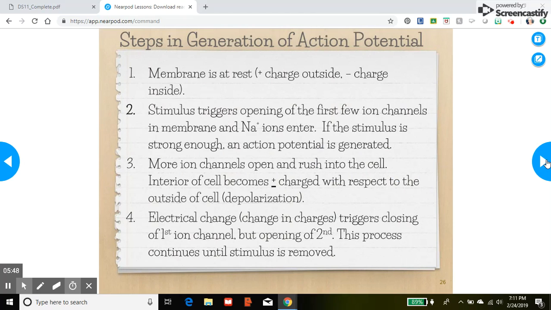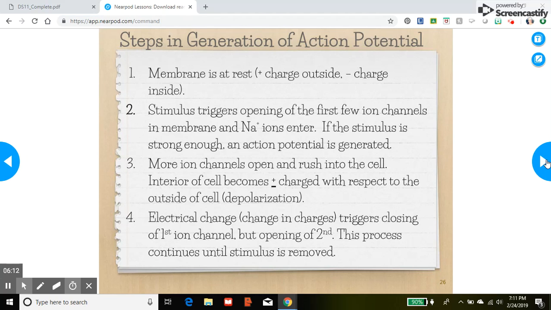So these steps in the action potential, and I want to give you guys plenty of time to get this written down, kind of word for word, just like we did for muscles. So number 1, our membrane is at rest. Because we have that positive charge outside, we have a negative charge inside, okay? So this is where we have no stimulus.